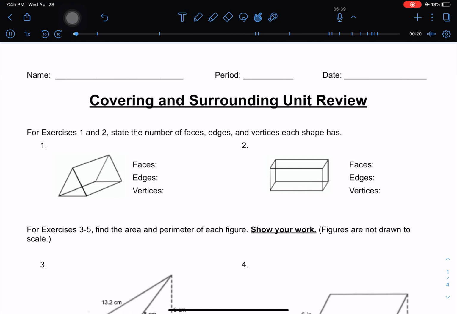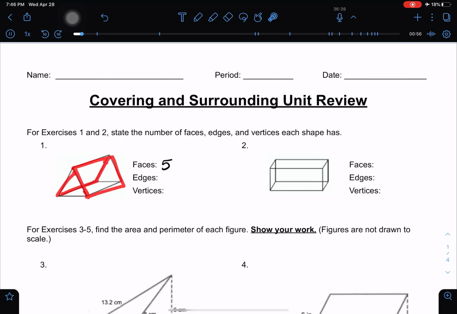So getting started, we have number one and two, we are finding the faces, edges, and vertices of the two shapes that we see here. As a reminder, faces are the flat surfaces of a 3D object. In number one, we see two triangles and three rectangles. So we would say that the total number of faces is 5, because if we count, there are the two triangles at the end and then the 3 rectangles in the middle that connect those together.